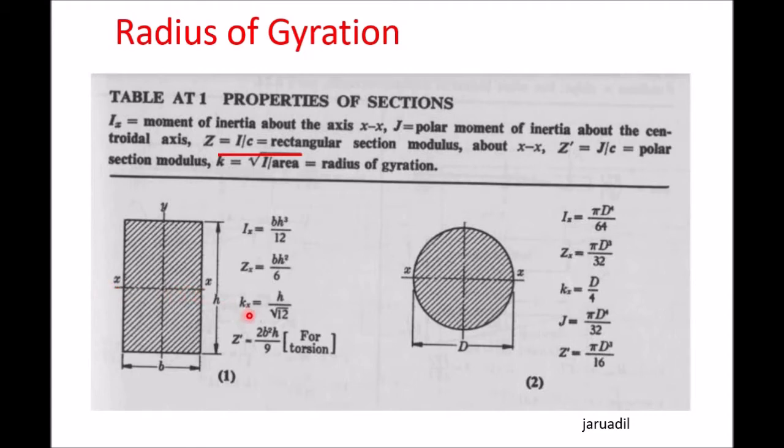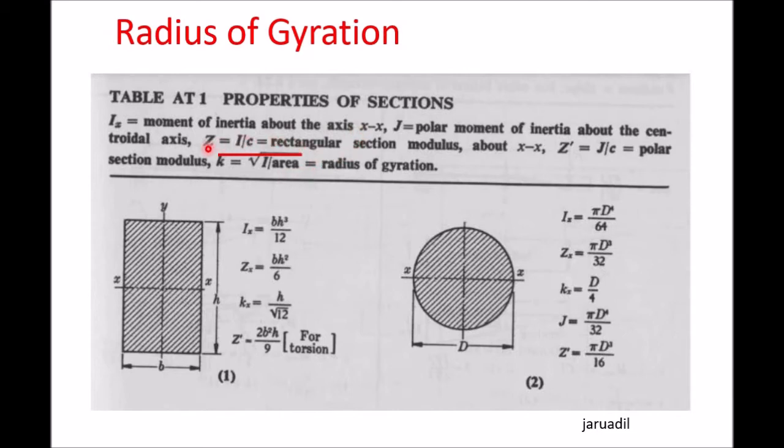So K sub x is equal to h over square root of 12 for rectangular cross section with height h and width equal to b. While for circular cross section, K sub x, or the radius of gyration, is equal to d divided by 4. So how do we find also the radius of gyration? This is also equal to square root of I over area. Yung I dito ay ito yung moment of inertia about the x-axis.